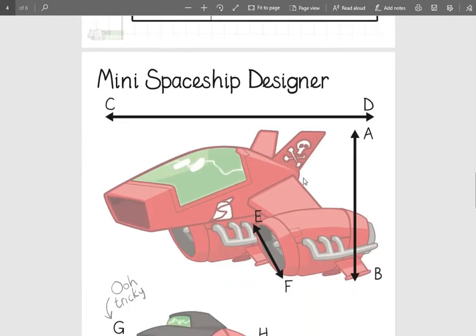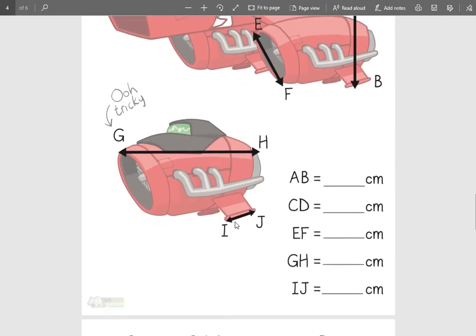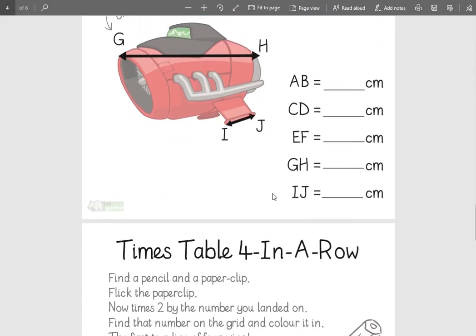Love your mistakes. Then when you finish that, you are a mini spaceship designer. And you have to measure the length and the height and the size of the engine and the length of the little wing. And this one's a bit tricky. This one's got something else about it. That one's going to be hard. So have a go at that one.